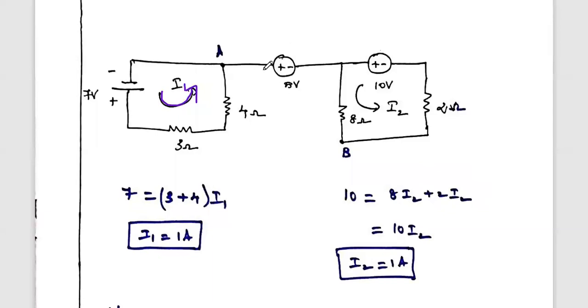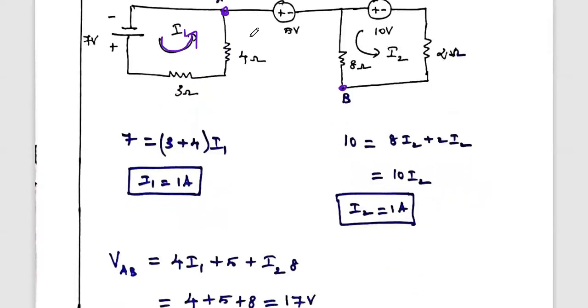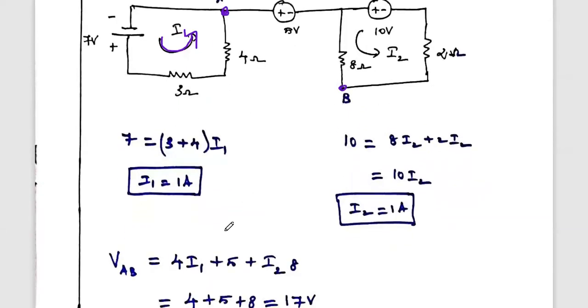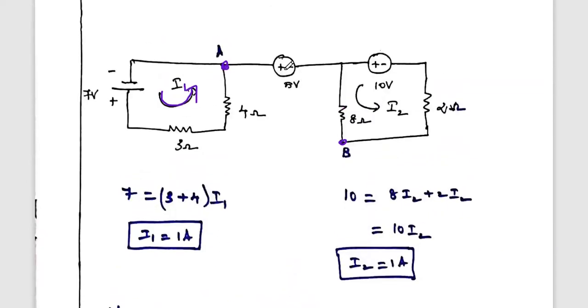Our aim is to find out the voltage across node A and B, whatever is connected across A and B. So VAB, the voltage across this node, is calculated as 4 into I1, the resistance 4 with I1, plus, here you see this is the voltage source.